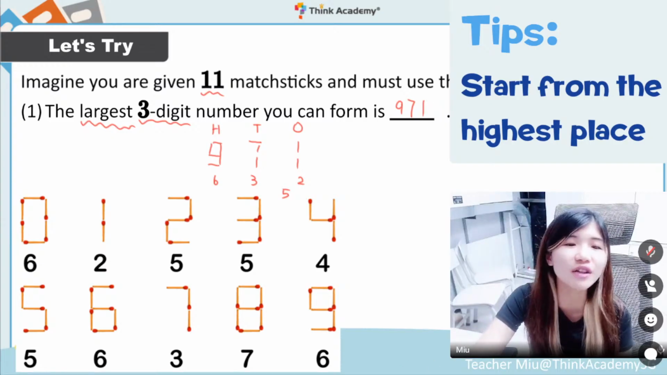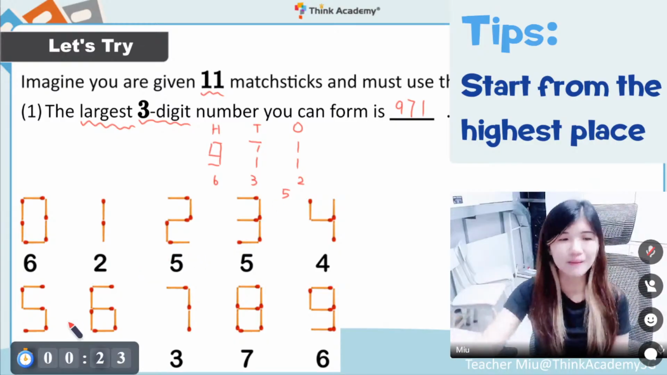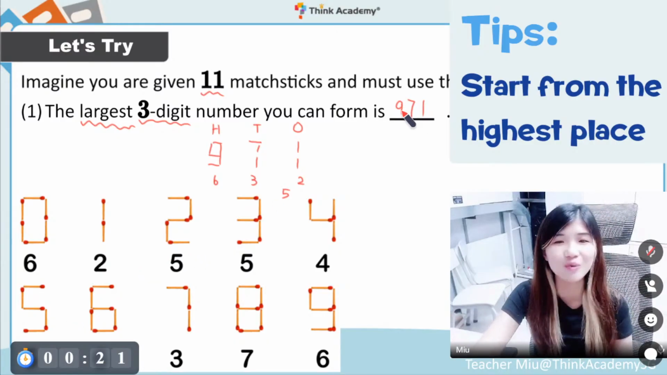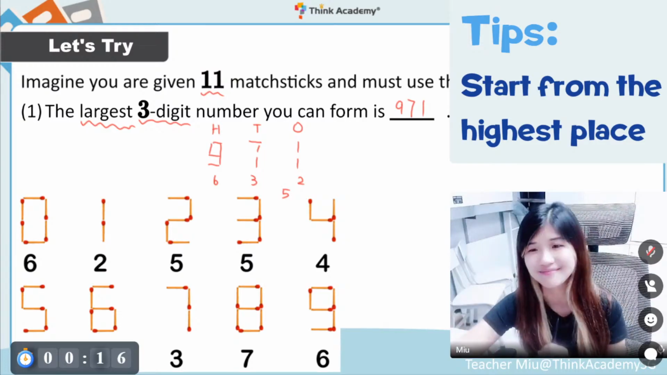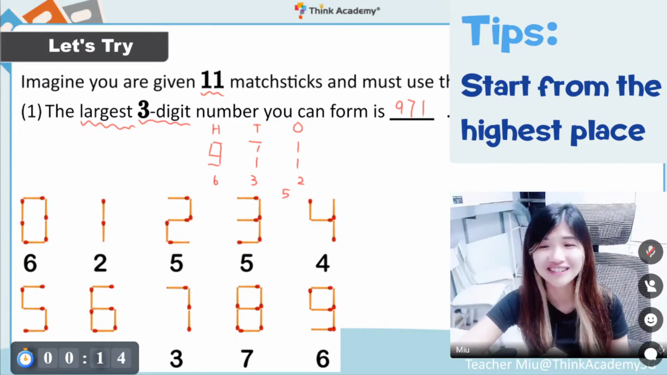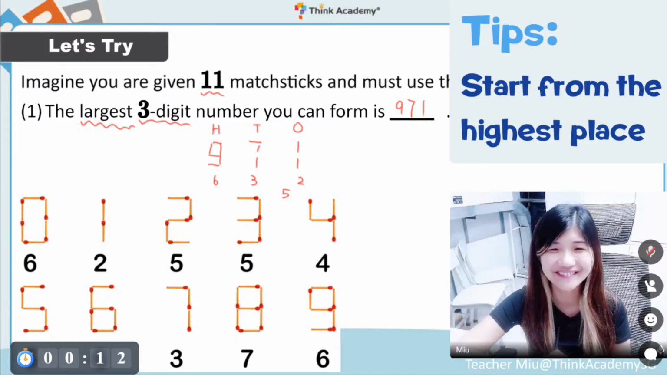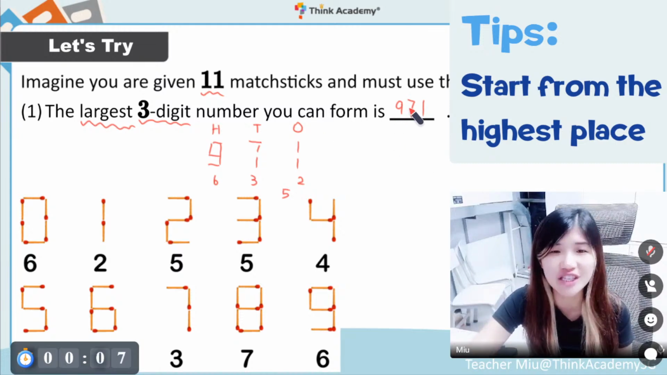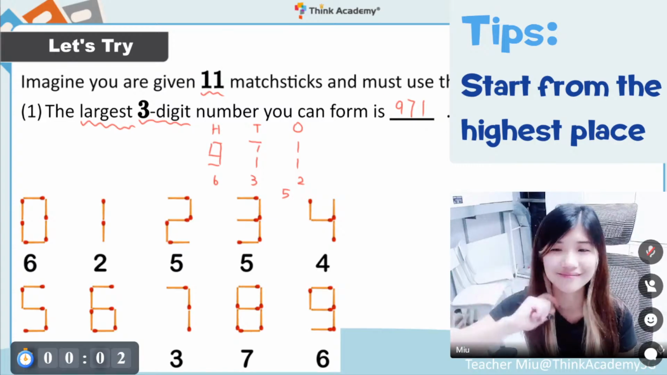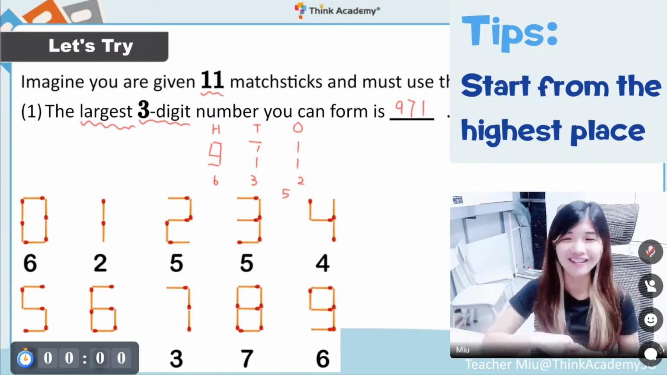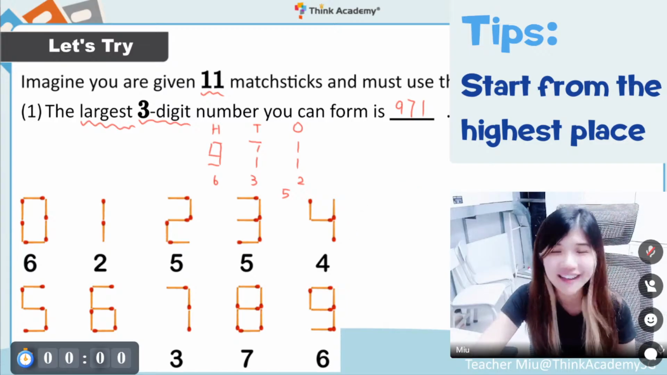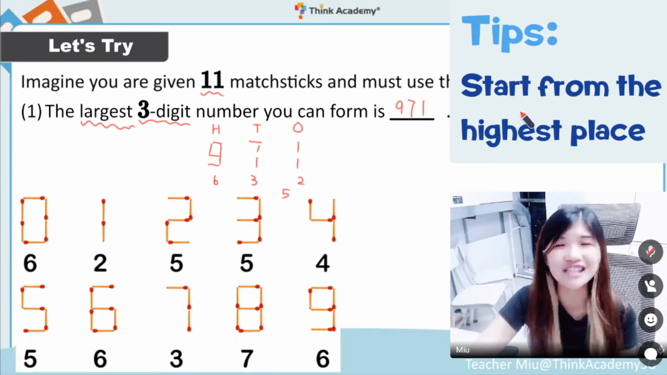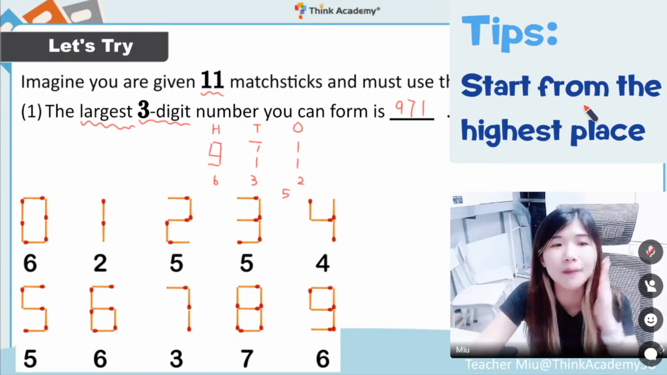All right, so I will give you 30 more seconds. If you can find one more three-digit number bigger than 971 with 11 matchsticks, I can give you 1,000 coins. Is it possible? I repeat my question again. Can you? Cannot, right? Because this is already the biggest one. So the moral of this question: we always start from the highest place to form the biggest number.